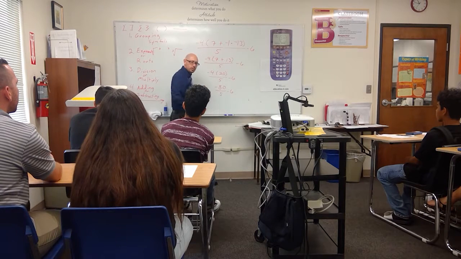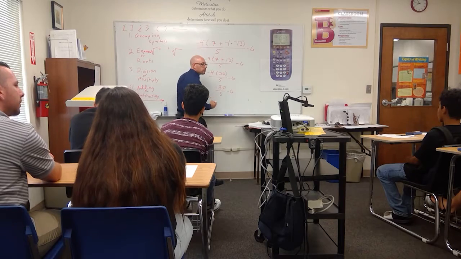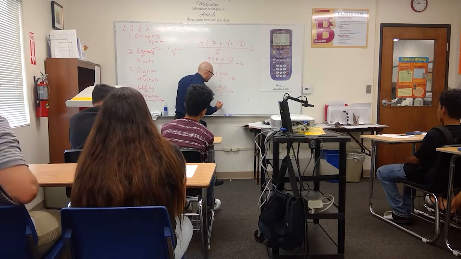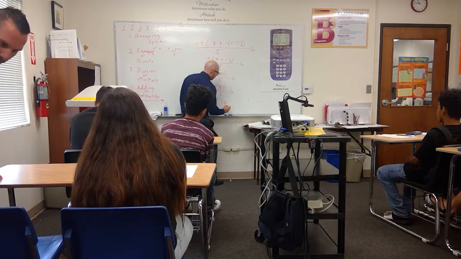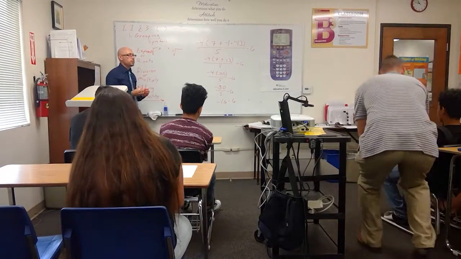All right, what'd you get when you did that? -16. -16? Is that what you guys got? Yeah. Okay, I would have to use a calculator. I can't count by fives that high. Okay, so we still have this. Great job, thank you so much.